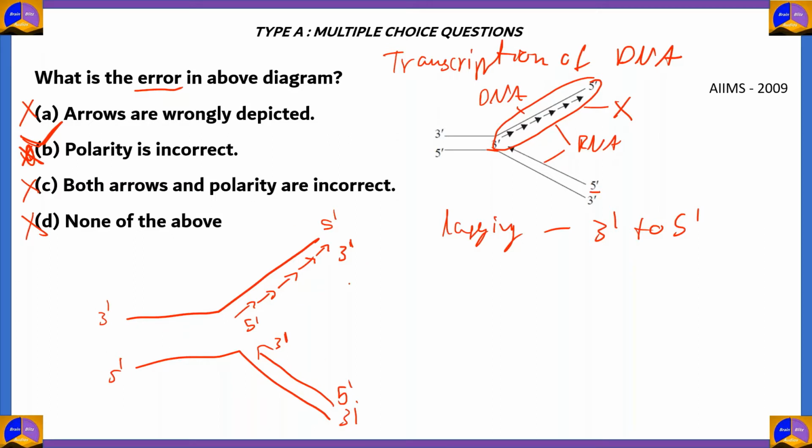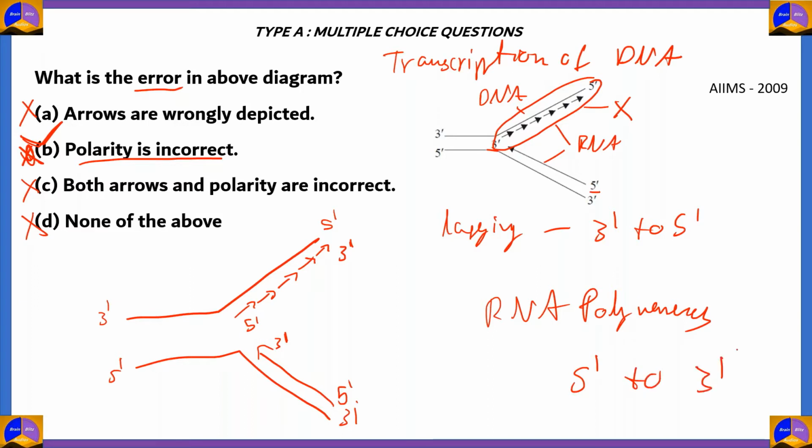And with the polarities corrected, the original diagram looks like this. And that's why option B, polarity is incorrect, is the right option, because an RNA polymerase enzyme only codes from 5' to 3' end. So when you're having transcription, all strands, whether leading or lagging, code from 5' to 3' end.